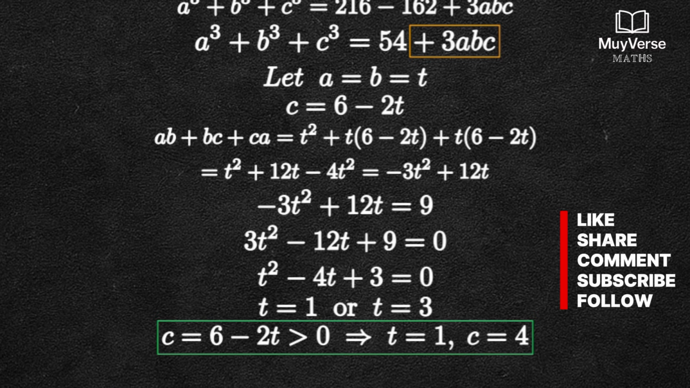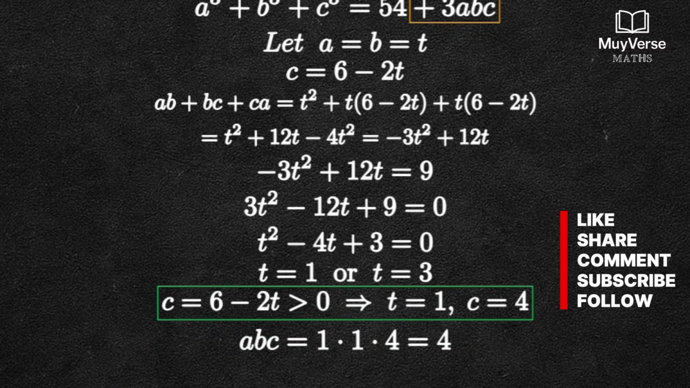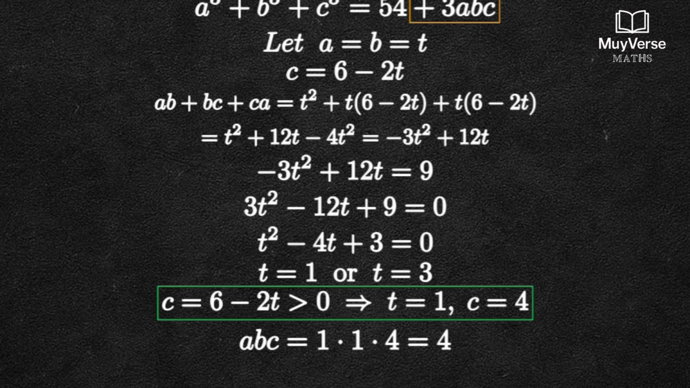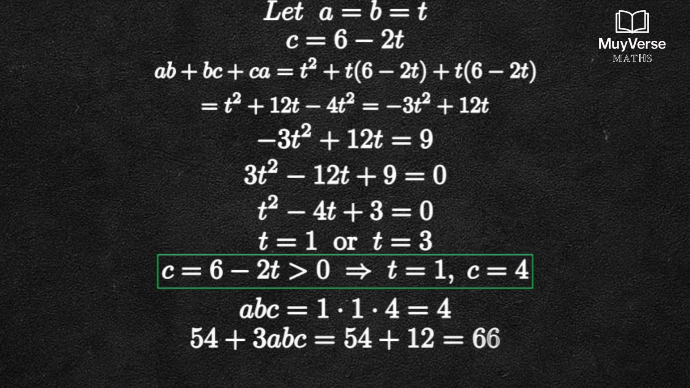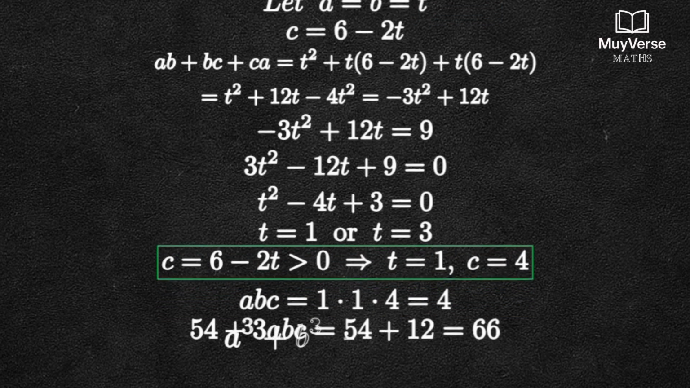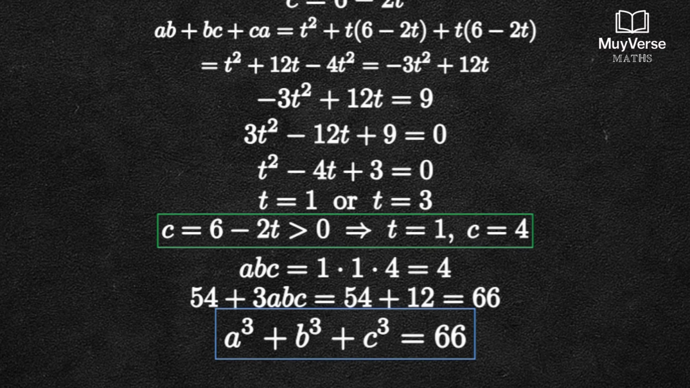Now compute abc. abc equals 1 times 1 times 4 equals 4. Substitute into 54 plus 3abc. That is 54 plus 12, which equals 66. Therefore, a cubed plus b cubed plus c cubed equals 66.